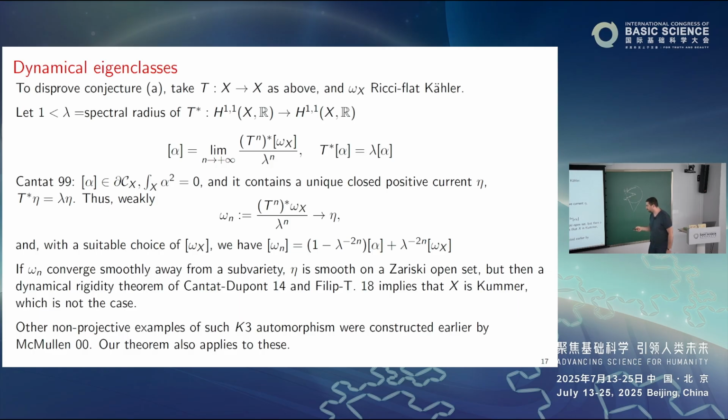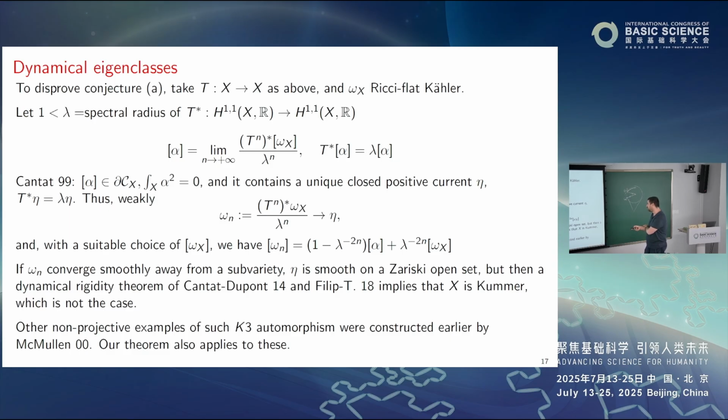And if you had smooth convergence away from a subvariety, then this limiting eta would be smooth away from a subvariety. And now that's impossible. So this is a rigidity theorem in dynamics of Cantat-Dupont when X was projective, which these examples I gave you are, but you can also do this for non-projective. And Philip and myself, we found a new proof which also covers the non-projective K3s.